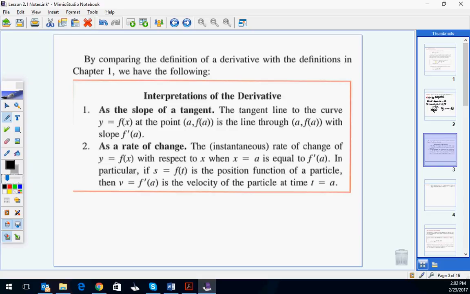Second interpretation for the derivative: as a rate of change. So this is our velocities we talked about. As a rate of change, the instantaneous rate of change of y equals f of x with respect to x when x equals a is equal to f prime of a, which is the derivative. In particular, if s equals f of t is the position function of a particle, then v equals f prime of a. So that just means at a given time point t, I know a lot of variables here, t is your a. It's like your x value.